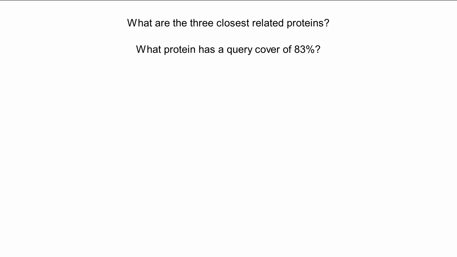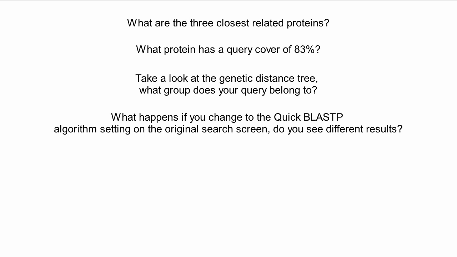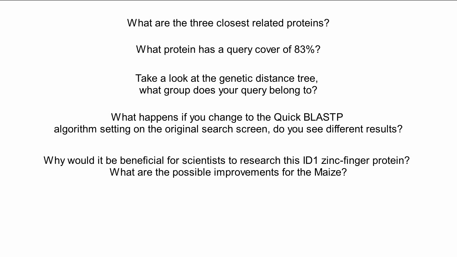What protein has a query cover of 83%? Take a look at the genetic distance tree. What group does your query belong to? What happens if you change to the Quick BLAST P algorithm on the original search screen? Do you see different results? Why would it be beneficial for scientists to research this protein? What are the possible improvements for the maize?